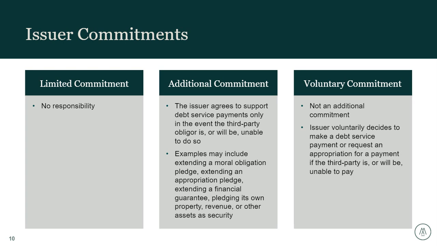Under an additional commitment, that section of the slide does give a few examples where the issuer may extend a moral obligation, or it extends an appropriation pledge or a financial guarantee, pledging its own property, revenue, or other assets as security. Those would all be considered additional commitments.